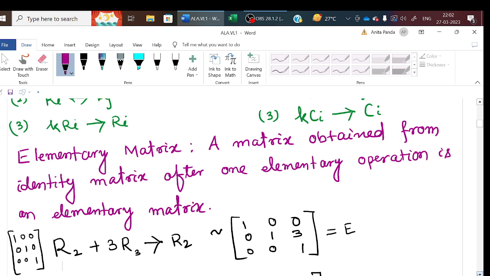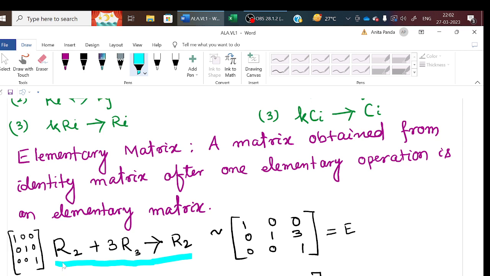For example, if I consider the identity matrix, now what am I doing? 3 times row 3 I am adding to row 2 and the resultant I am storing in row 2. Then this operation is nothing but our R2 plus 3R3 stored in R2. Here observe some specific observations.